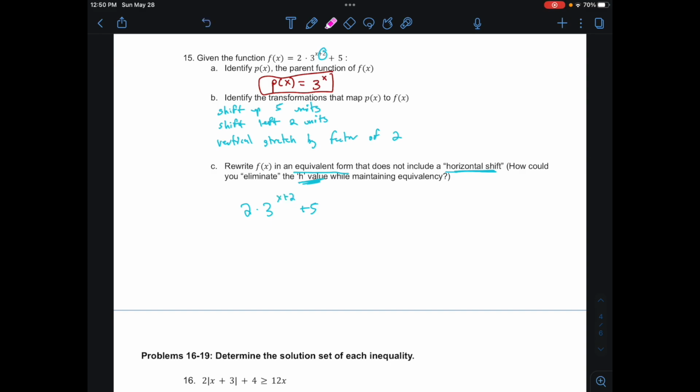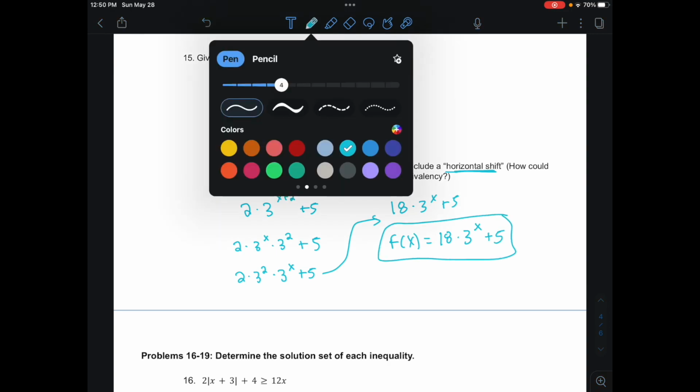Using our property of exponents, I could rewrite this as 2 times 3 to the x times 3 squared. That's our property of exponents that says 3 to the x times 3 squared is equal to 3 to the x plus 2. And then I can write my multiplication in any order, so I can say 2 times 3 squared times 3 to the x, plus 5. And then I can just turn that into 2 times 9, which is 18, times 3 to the x plus 5. So I'm just going to put f of x equals 18 times 3 to the x plus 5. And we're good.